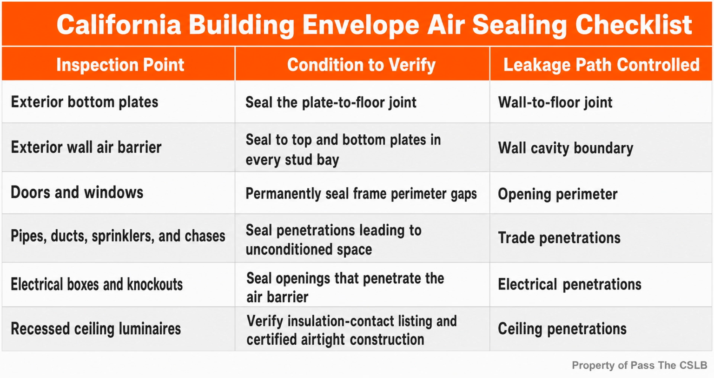The central cause and effect is simple. A penetration interrupts continuity. A compatible, complete seal restores continuity. Concealment removes access. That is why timing matters as much as the sealant itself.